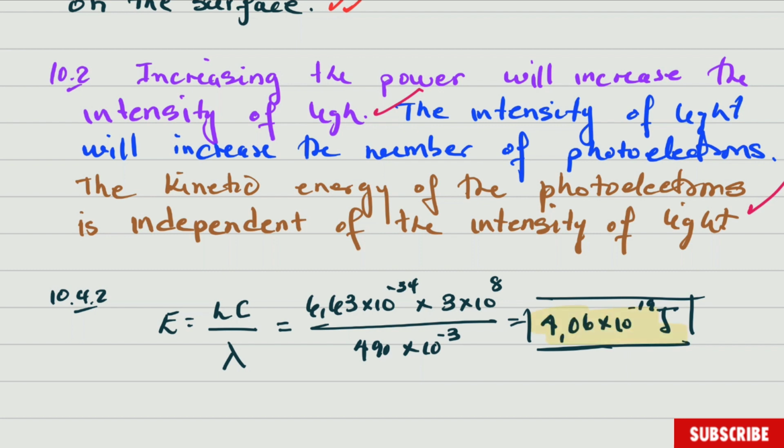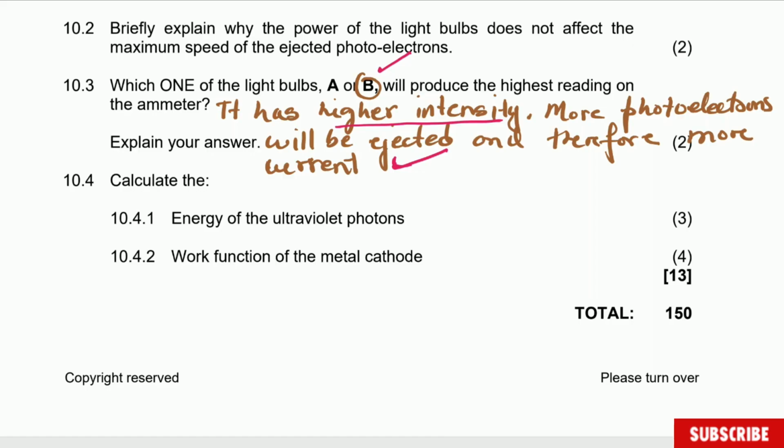Where are the marks here? It's quite simple, and it's only 3 marks. One for the formula, one for the substitution, one for the final answer. Quite simple. And then the final question says calculate the work function of the metal cathode.